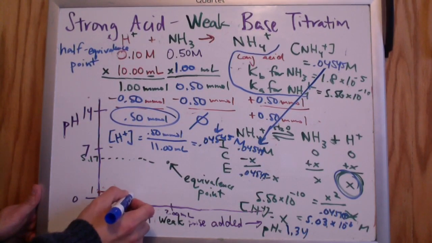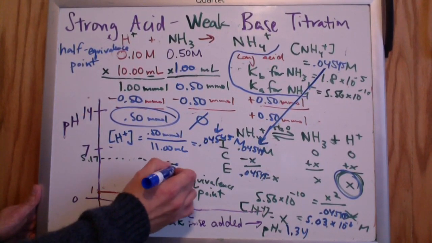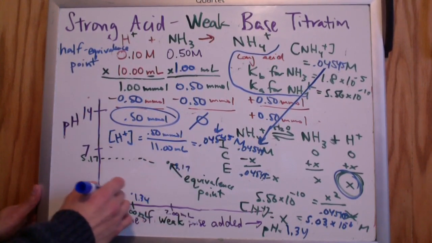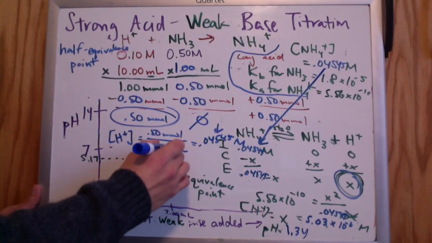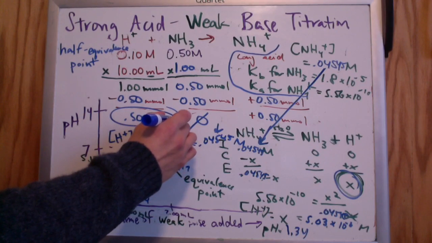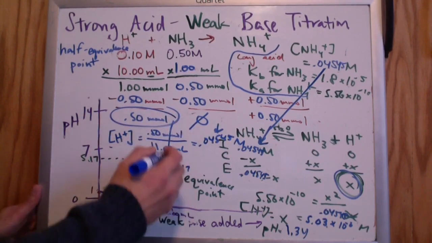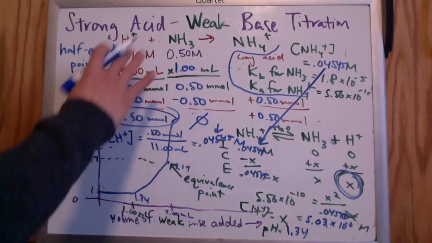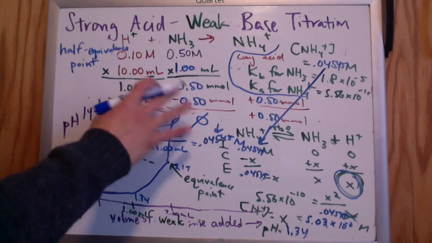So the pH here is 1.34, whereas the pH here was 5.17. And I won't go ahead and show you the rest of them, but you can go ahead and practice each of those as you go along, and then you'll find the rest of the pH along these.